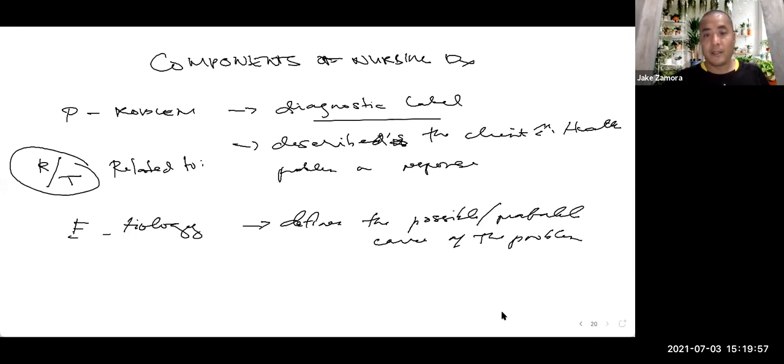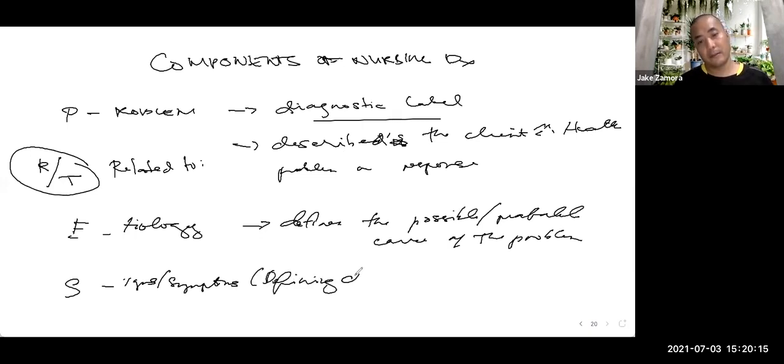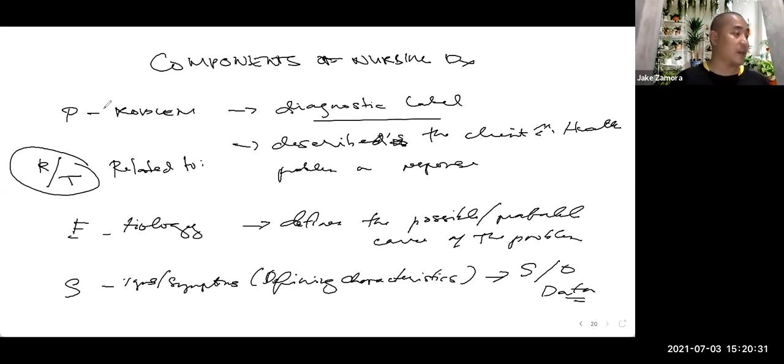Now, aside from that, you have to have your S. So what is your S? These are your signs and symptoms, or otherwise known as your defining characteristics. When we talk of your defining characteristics, we are talking about the subjective and the objective data. So these are the components. We have P, E, S.